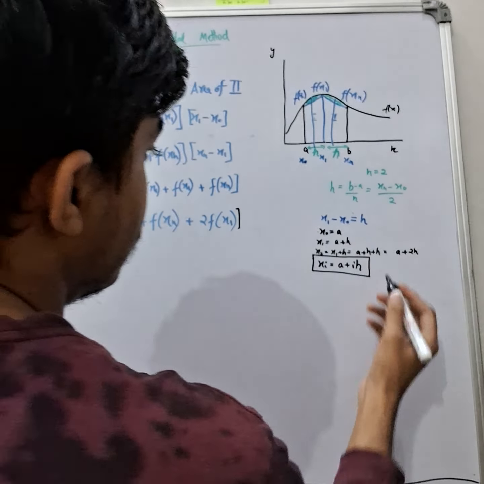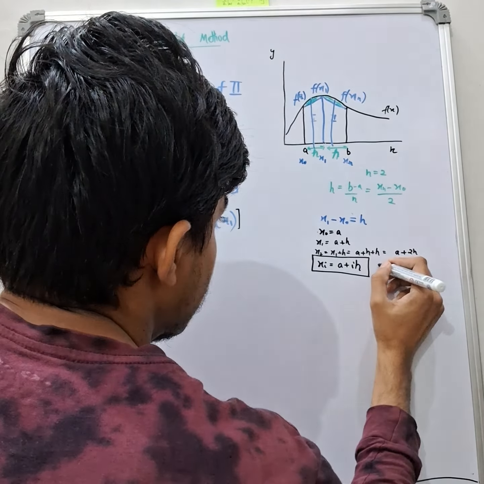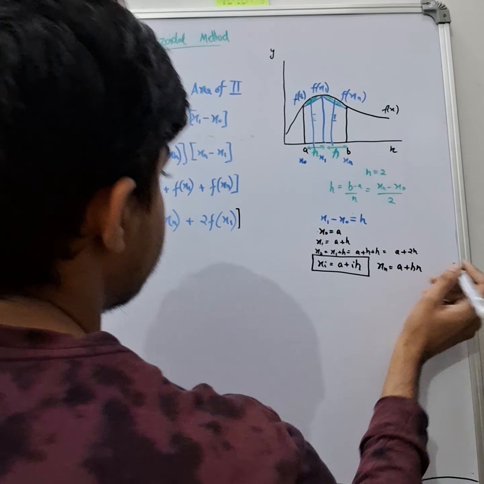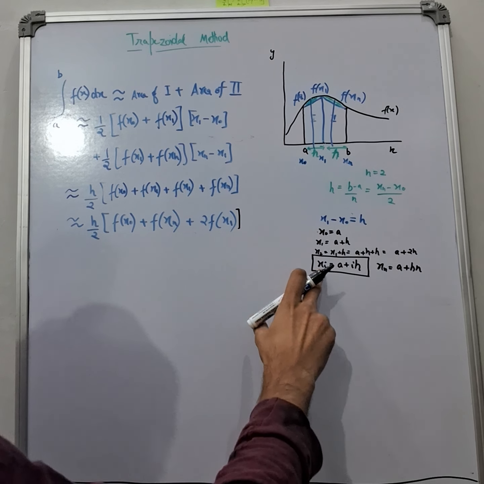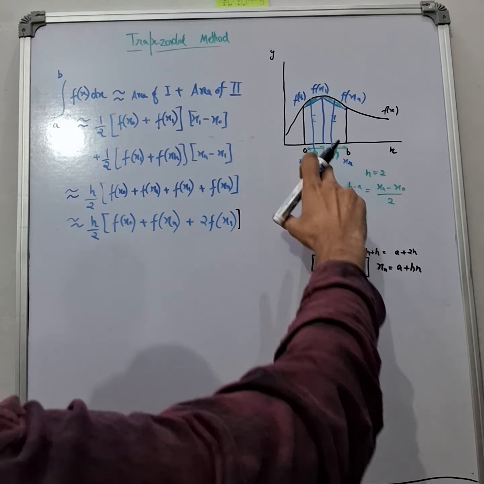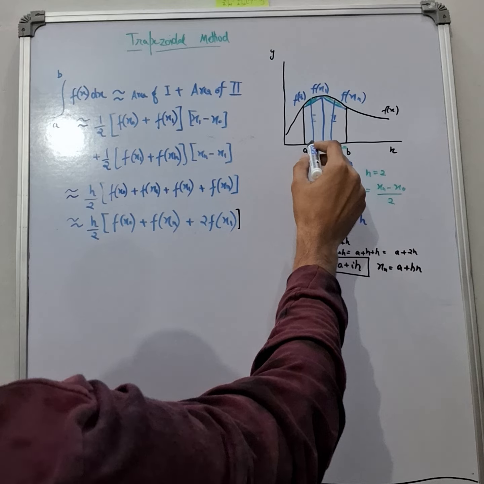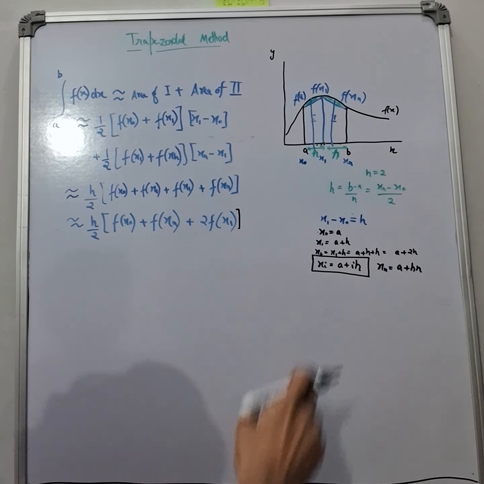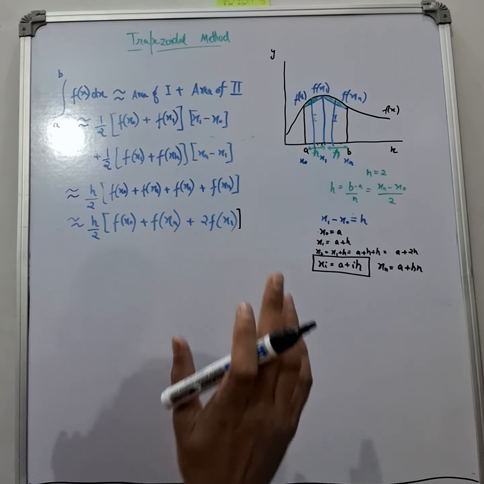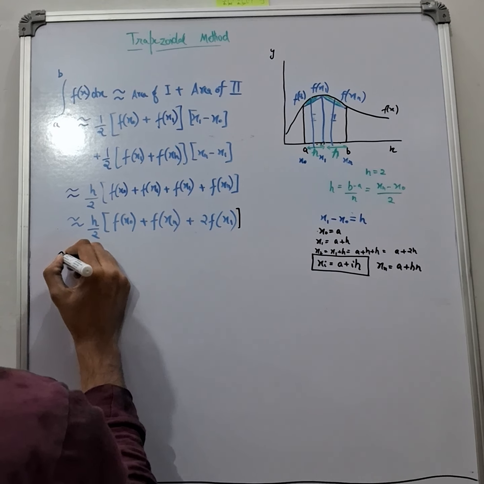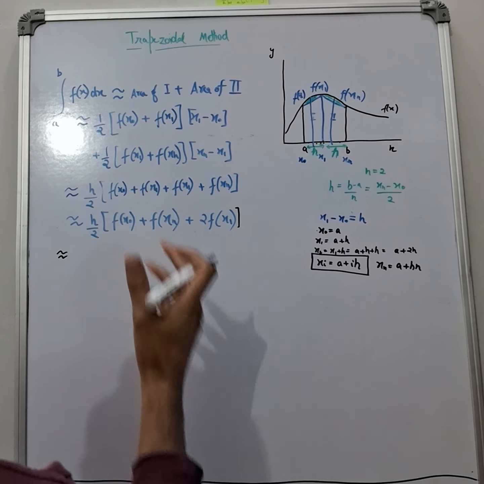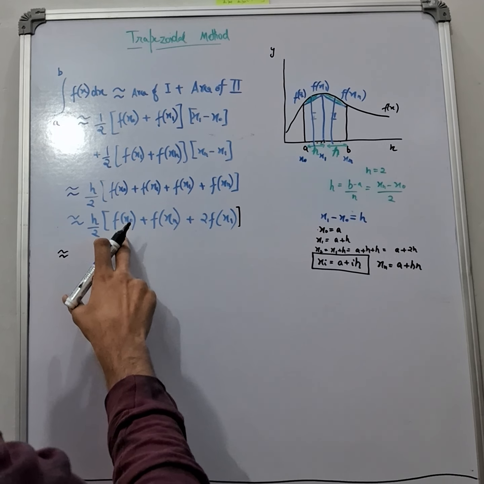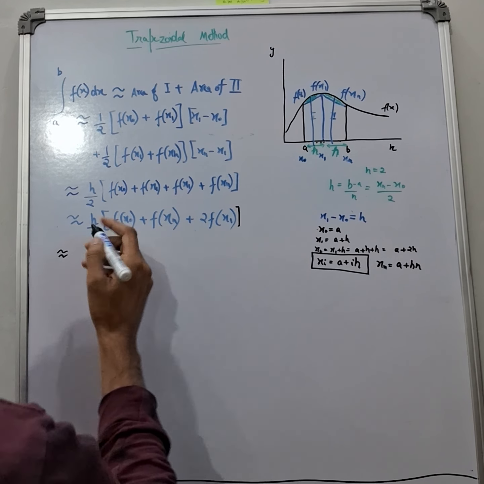And for xn, n is basically the last index, so xn is equal to a plus nh. This is the relation which will give us the value of xi, that is, any point in this range can be calculated using just the a, i and h values. Now how can we generalize this for n cases? These results are for the endpoints, so they will remain the same.